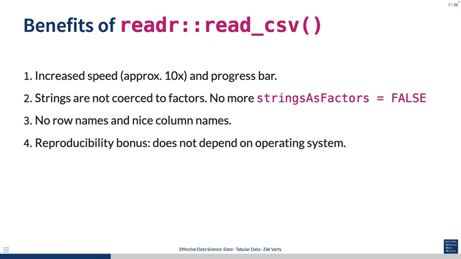Additionally, tables have slightly looser rules about what can and can't be a column name, which can be quite helpful if you're reading in some messy data. Finally, you get a bit of a reproducibility bonus by using tables, because when using read.csv, the base R function, some of the ways in which that function works are going to depend on the operating system that the function's being run on, whereas the read_csv function is specifically designed not to depend on the operating system.